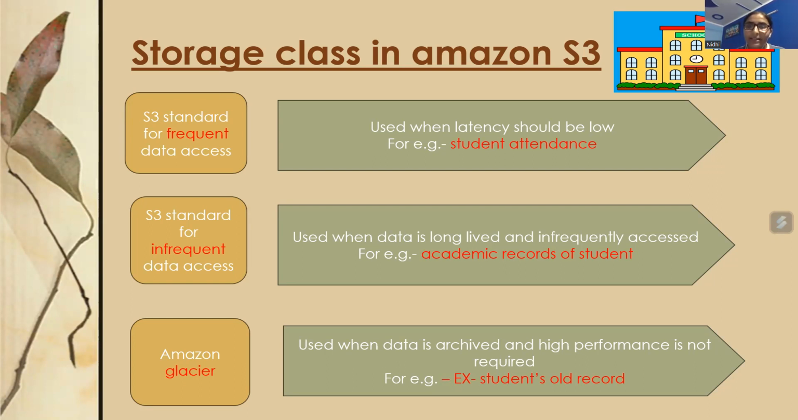Third one is Amazon Glacier. As I already told you, Glacier is like an ocean. You just have to dump your data. For example, ex-students' old records. Like in a school, who will access the ex-students' old records? Nobody will. It's a rare case. So we will put that data on Glacier, where retrieval of data is very rare and where you don't want a high cost for your storage, as you will not use that data for many years.